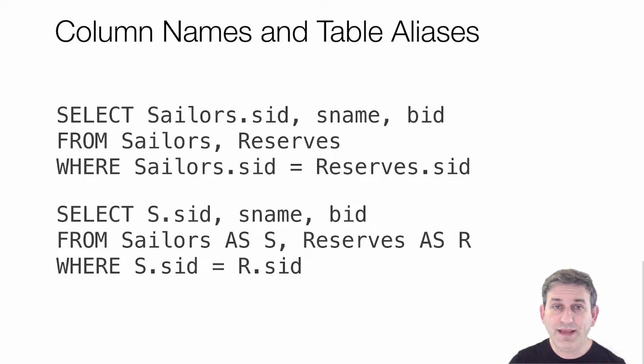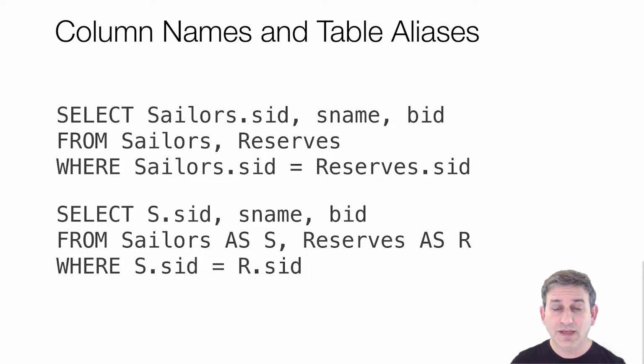Now, along the way here, we've been doing some things with column names that have been kind of interesting, and I want to highlight them. So here's the first query on this screen, where in the select clause, we talk about sailors.sid. And that's important because both the sailors table and the reserves table had a column called SID. So we need to distinguish which SID column we're talking about. We do that by saying sailors.sid.